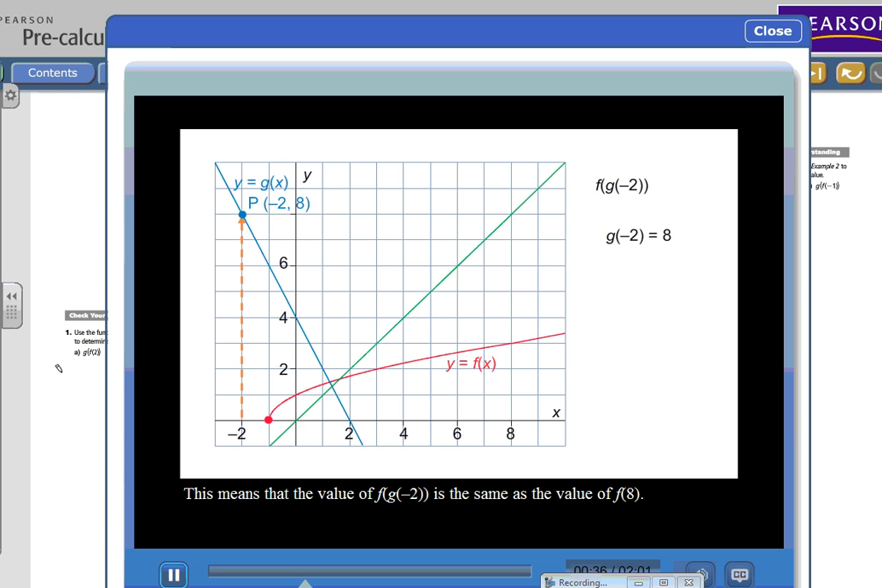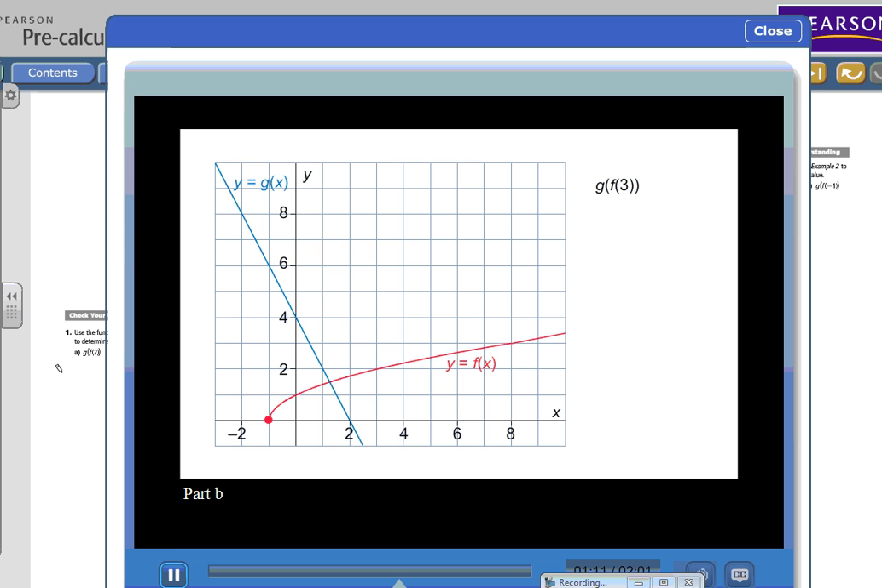This means that the value of f at g at -2 is the same as the value of f at 8. I can find the value of f at 8 by drawing a horizontal line from P to the graph of y equals x. The line intersects the graph at Q. Now, I'll draw a vertical line from Q to the graph of y equals f at x. The line intersects the graph at R(8, 3). So, the value of f at 8 is 3, which means that the value of f at g at -2 is 3.